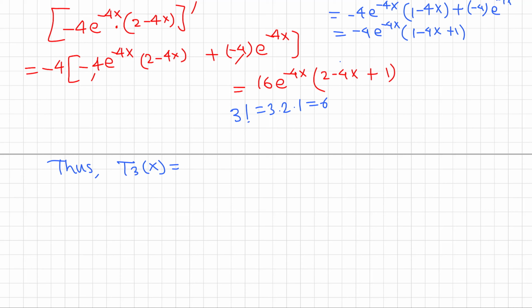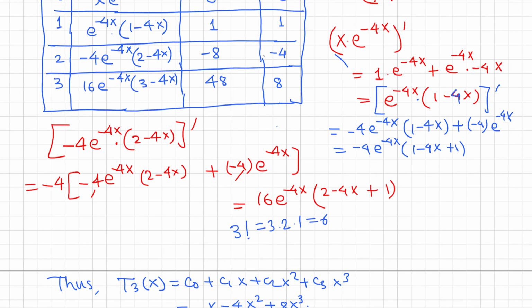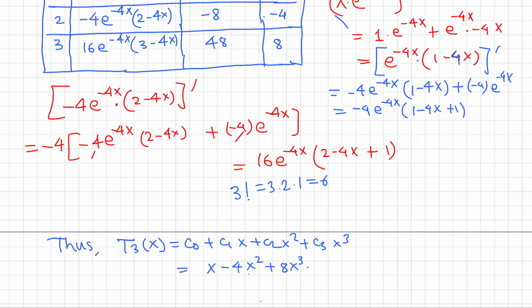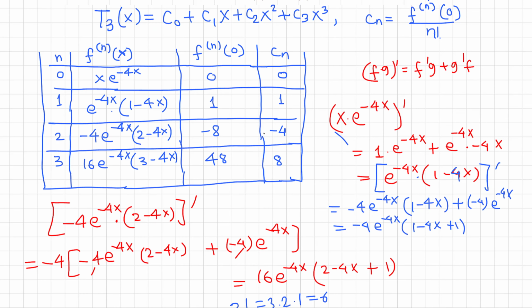So let me write here. C0 plus C1x plus C2x squared plus C3x cubed. C0 is 0, so nothing. This was 1, so 1x. C2 was found to be negative 4, negative 4x squared. And this was 8, plus 8x cubed. Okay, that's the final answer. 1, negative 4, 8. And what we did here is basically we are approximating this curve by this degree 3 polynomial near a equals 0.